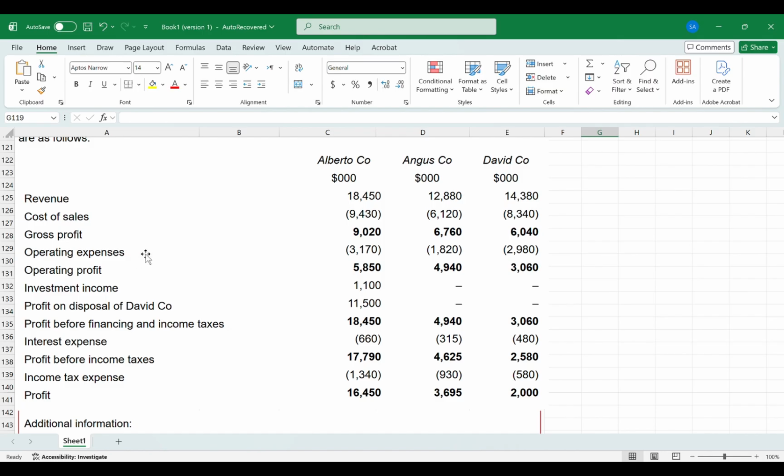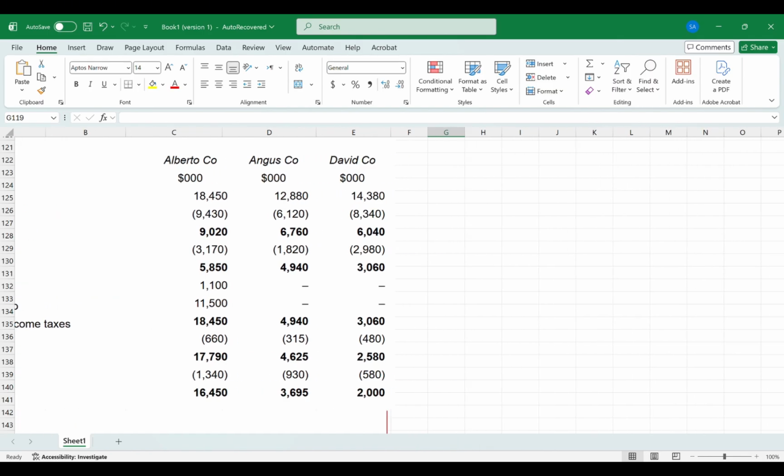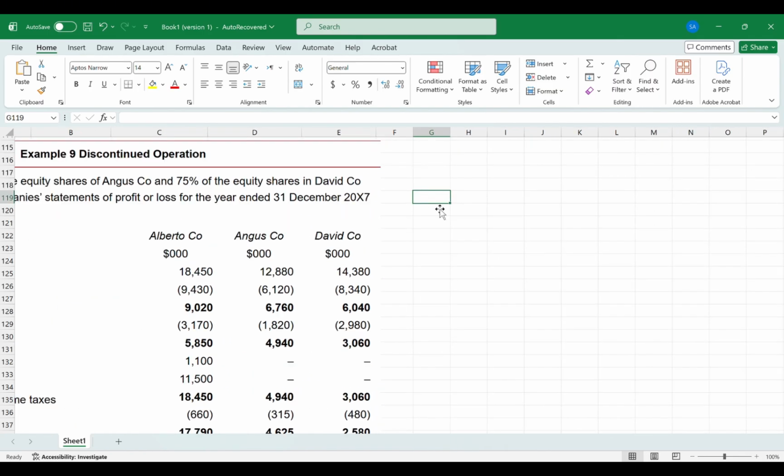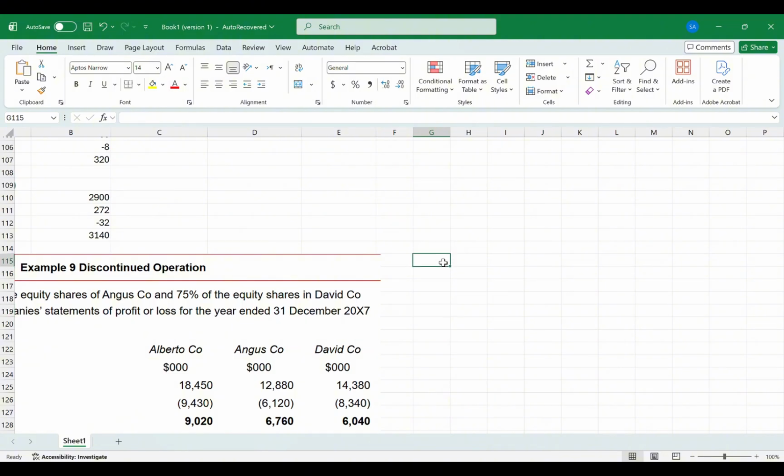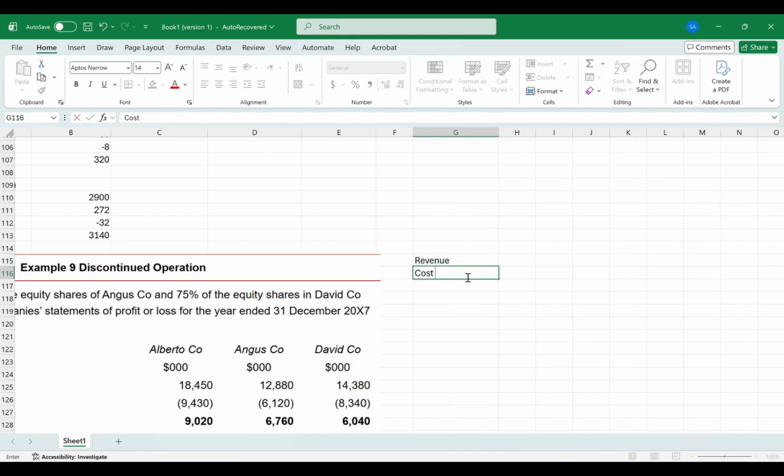So we'll start here with revenue. So the first item is revenue. Then we have cost of sales. Then we have a gross profit. Then we have operating expenses.